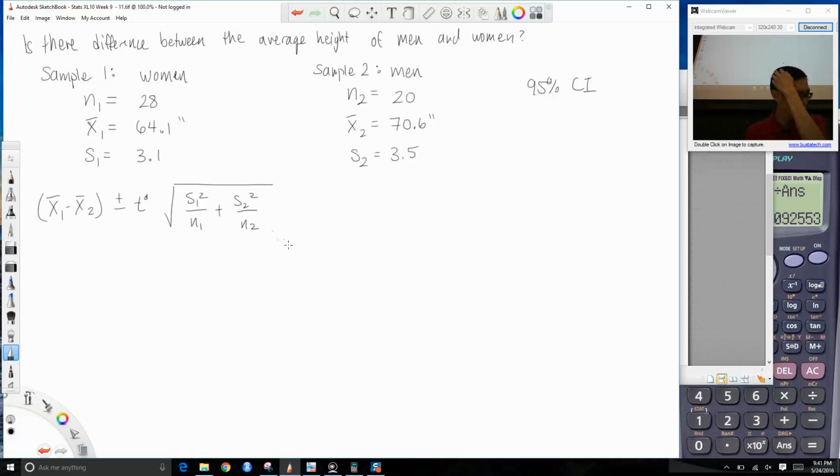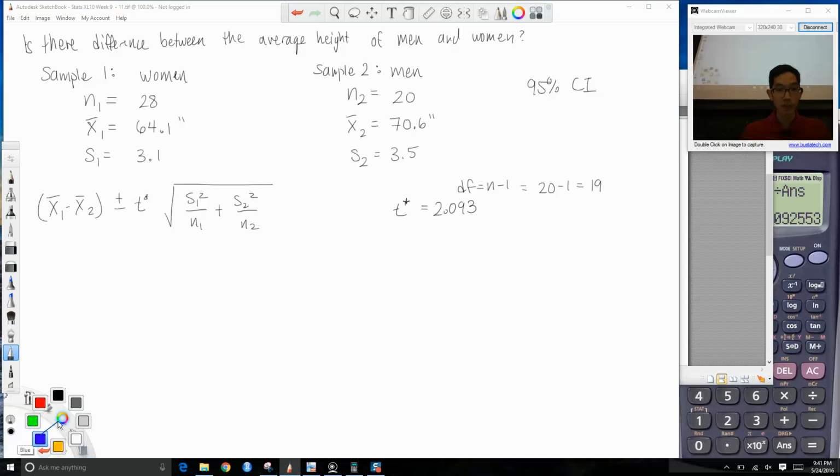Okay, let's figure out what our t star is. How many degrees of freedom will I have? Degrees of freedom equals n minus 1, but I've got 2 n's and I'm going to use the smaller one. So I have 20 minus 1, 19 degrees of freedom, exactly. 19 degrees of freedom, 95% confidence: 2.093. Great. Everybody good with that?